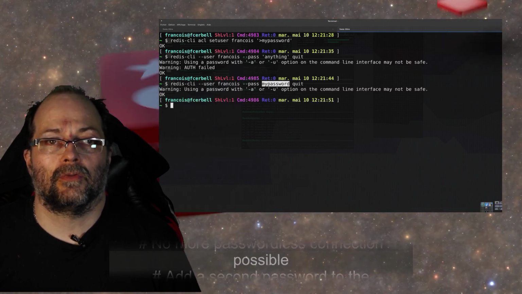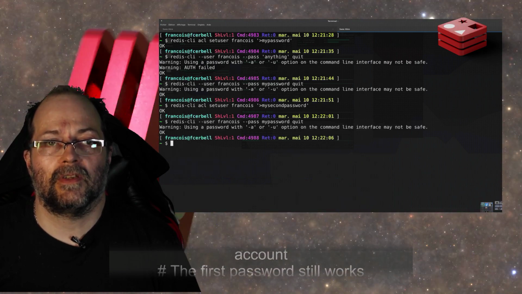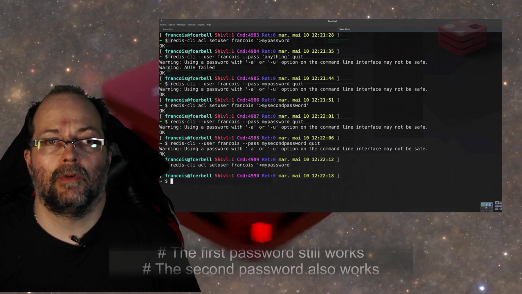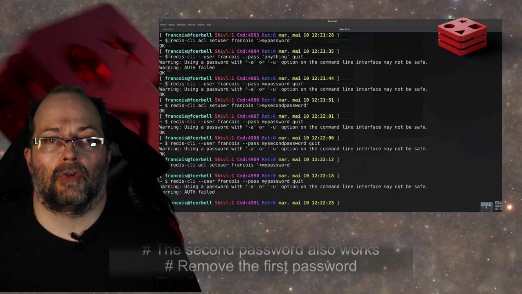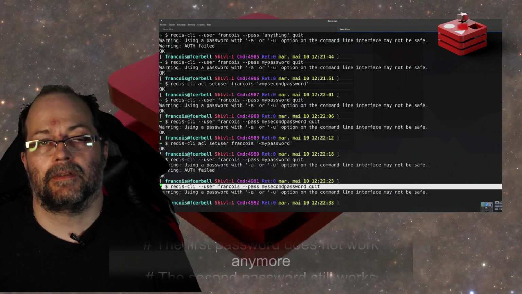Add a second password to the account. The first password still works, the second password also works. Remove the first one. The first password does not work anymore. The second password still works.